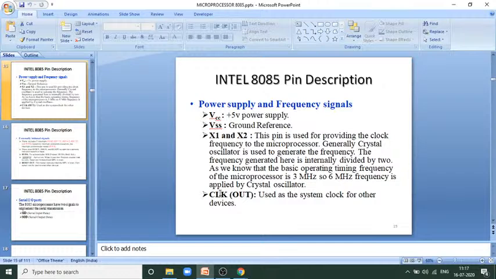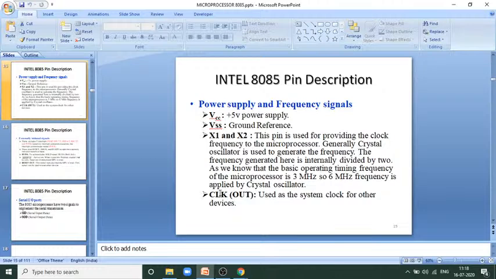Next is clock. Clock is basically used by the system and other devices to inform the system which operation to be performed, how it should be performed, what should be the time for performing an operation, when an operation should be started, when an operation is to be ended, when a memory address needs to be transferred, when data needs to be read, when data needs to be written, etc.